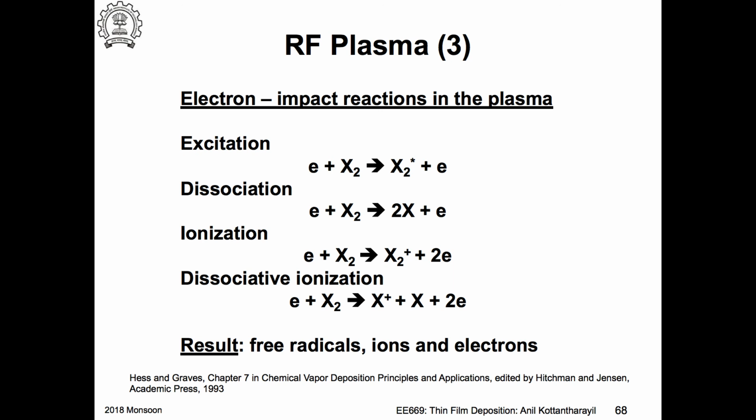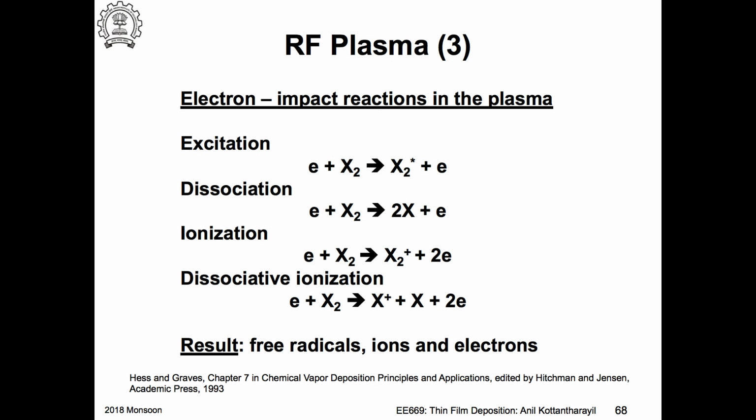So with free radicals, ions and electrons, I can use the free radicals for chemical reactions. This is very important. Free radicals can be used for chemical reactions. So we use the ions for sputtering, and in deposition, you're going to use the free radicals.